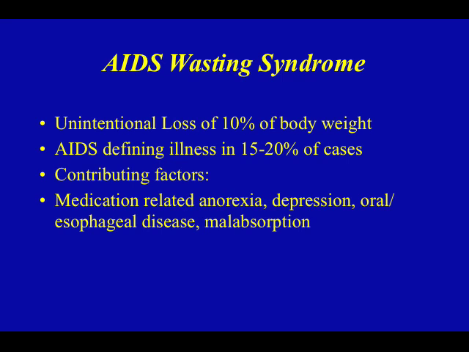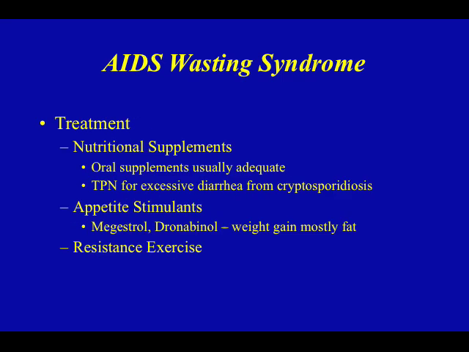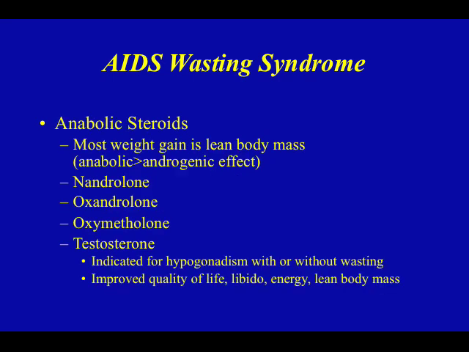AIDS wasting syndrome, we have to mention as one of the GI diseases. It's unintentional weight loss, an AIDS defining illness in about 20% of the cases. Could be related to anorexia, depression, malabsorption, or just the HIV virus itself. What's the treatment? Anything we can do to stimulate the patient's appetite, from Megace, any oral supplements, TPN if necessary, and resistance exercises have also been promoted.